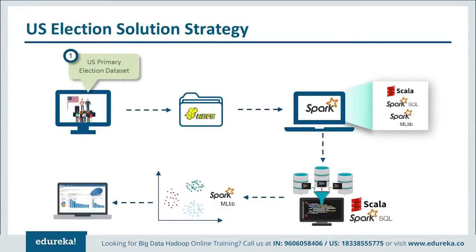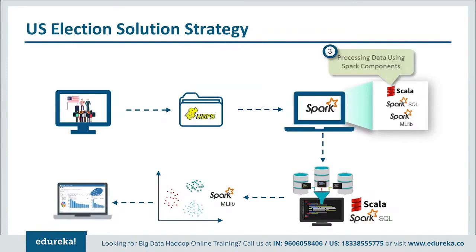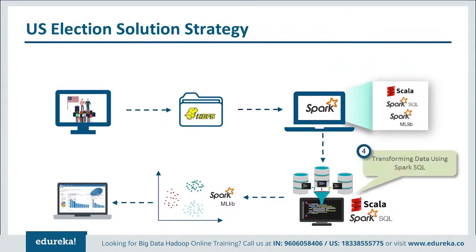So the first thing you will do is that you need a data set, and you've got two data sets with you. The second thing that you'll need to do is to store that data into HDFS. Now, HDFS is Hadoop Distributed File System, so you need to store the data. The next step is to process that data using Spark components, and we will be using Spark SQL, Spark MLlib, etc. So the next task is to transform that data using Spark SQL. Transforming here means filtering out the data, the rows and columns that you might need in order to process this.